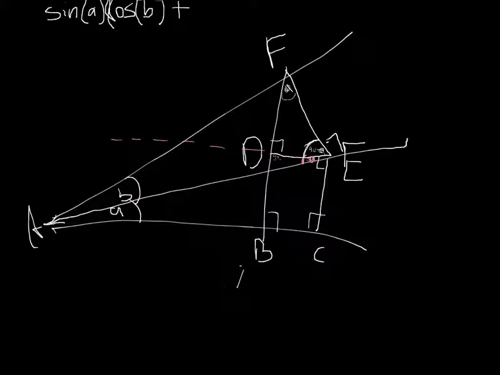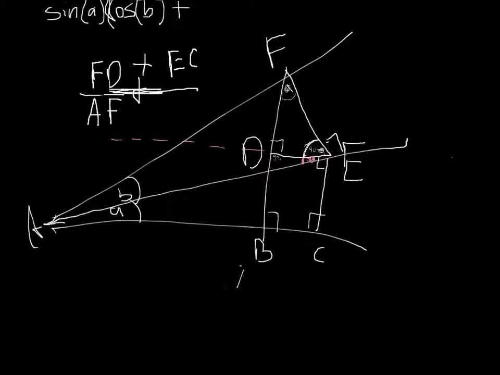Great thing. So we're going to do something really, really similar. So we see the FD over FE, which is going to be cosine A. So then we got the cosine A. But then we want to cancel out the FE, and we basically want to have FD over AF, right? We want FD over AF, because FD over AF. Here, let me just write it out. FD plus EC over AF is what we're trying to get. Right? And we've already got that EC, because that's what this is.